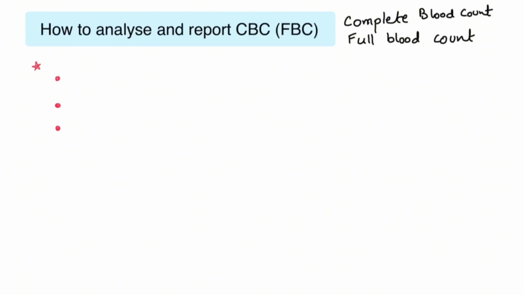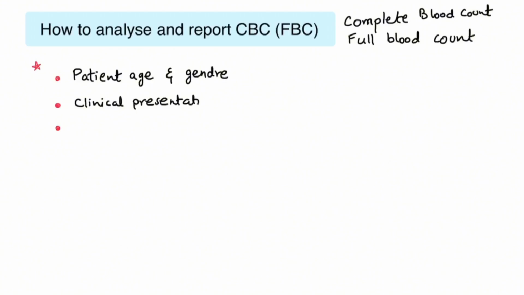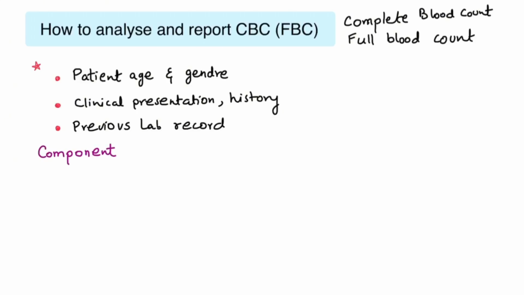Before diving into that, there are three important things that we must know before interpreting a CBC report. The first is the patient's age and gender, as there are different ranges in different genders and different age groups. Second is the clinical presentation and the history of the patient. Thirdly, we need to correlate it with the previous labs or the current other investigations as well. That will give us a good picture.